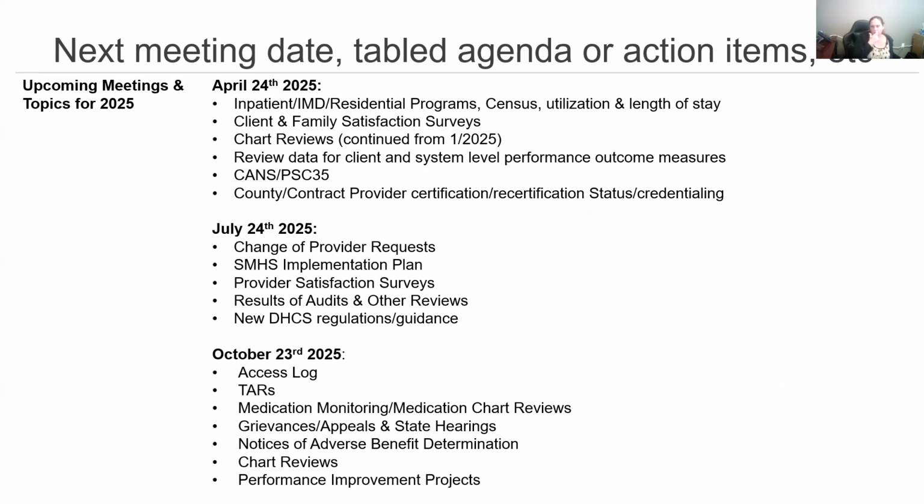And then October 2025 is probably going to be a little bit of a repeat of this meeting. Just the same topics to go over because we're now 6 months from this point. Does anybody have any suggestions, feedback on this?